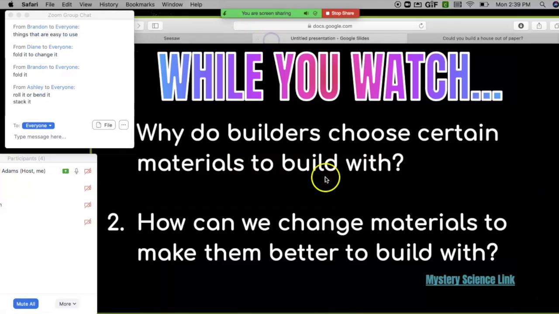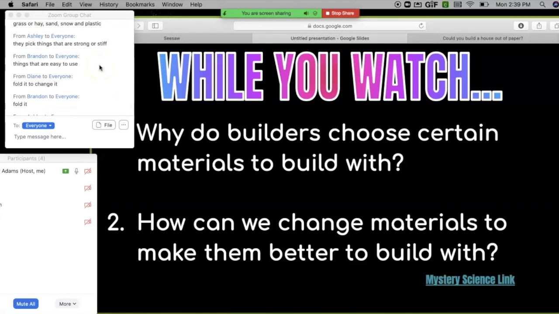Alright, so we had our 2 questions that we were thinking about. I see that a lot of you already thought about why builders choose certain materials. And in the video, they had 2 ways that they listed, and I think we hit them both. So let me take a look back at the chat session.